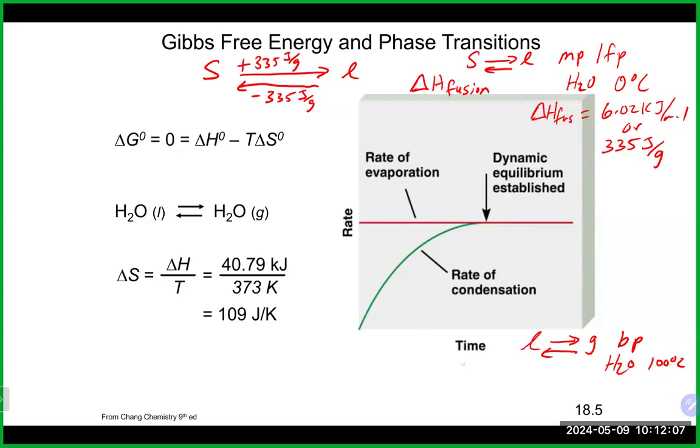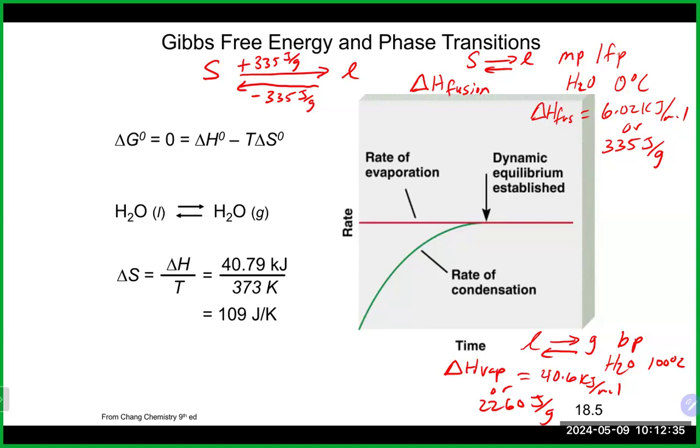Just like the other transition, there is an enthalpy of vaporization, which is sometimes referred to as the heat of vaporization. And that is what is required to do that transition. For water, it's something like 40.6 kilojoules per mole, or roughly 2,260 joules per gram, is the amount of energy required to do that transition.